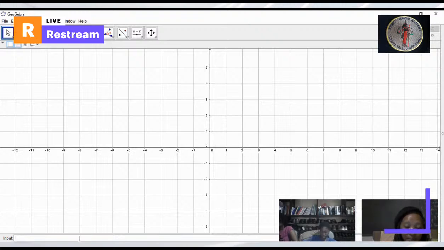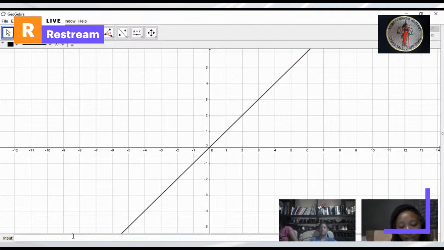So examples of linear graphs, let's plot some. In my input section on GeoGebra, if I put y = x, which is a simple linear function, that's the line y = x. It runs through the origin, and whatever the x value is, the y value is the same. x is 1, y is 1, x is 2, y is 2, and so on.